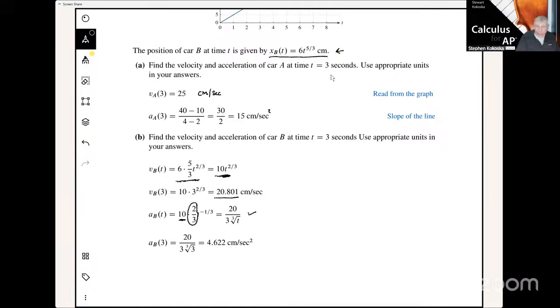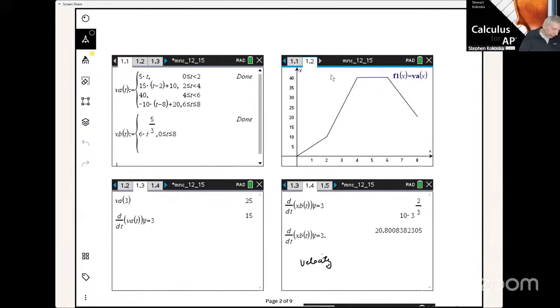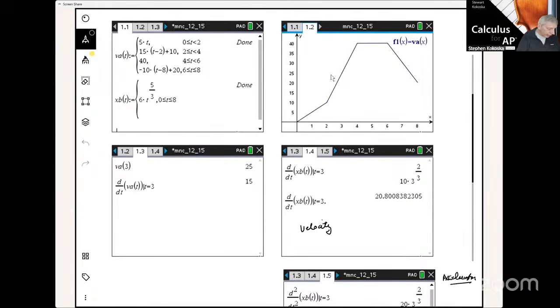I want the acceleration of car B at time t equals 3. I've got to plug that 3 in. And again, numerically, I think that's 4.622, and I think the units are centimeters per second squared. Now, let me show you a little bit of technology on the Nspire, and maybe we can take a TI-84 break here. Let's see what happens.